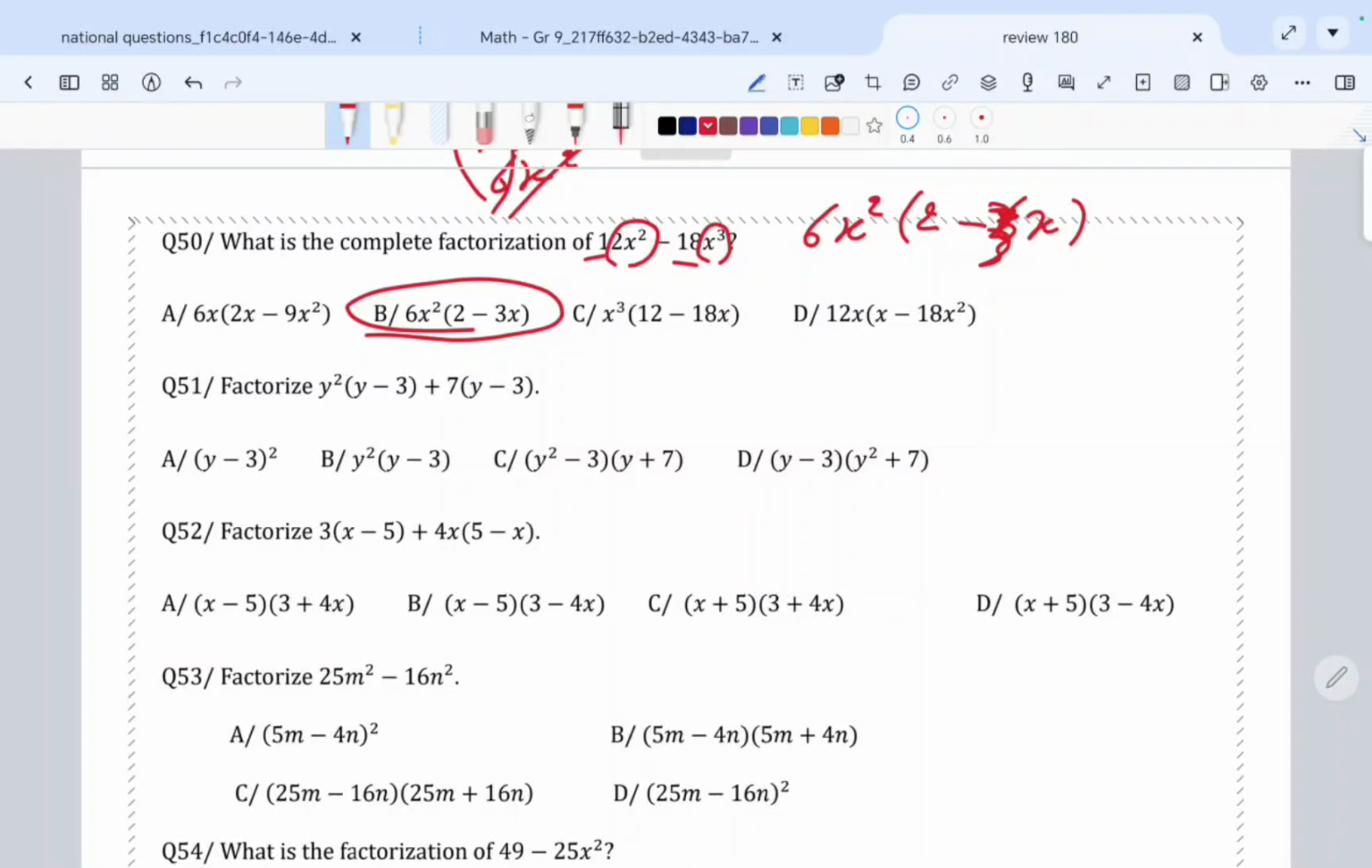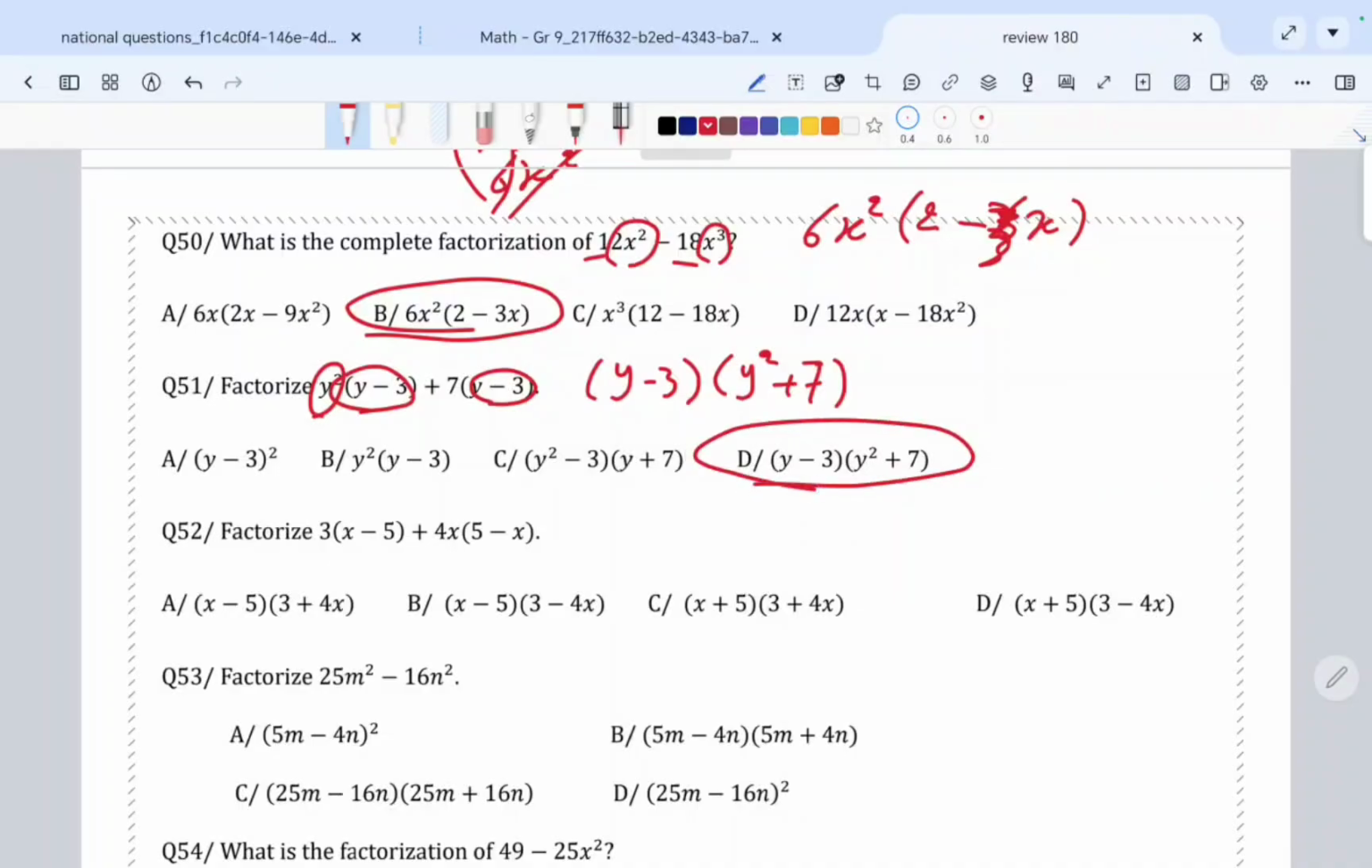Now factorize y power 2 inside the parenthesis y minus 3 plus 7y minus 3. You have the same parenthesis, pay attention. So it's a common parenthesis, y minus 3. What you have here, y power 2, we're going to write it as one parenthesis plus what's left next to the parenthesis, 7. So y minus 3 inside the parenthesis, and in the other parenthesis you have y power 2 plus 7. D is the correct answer.